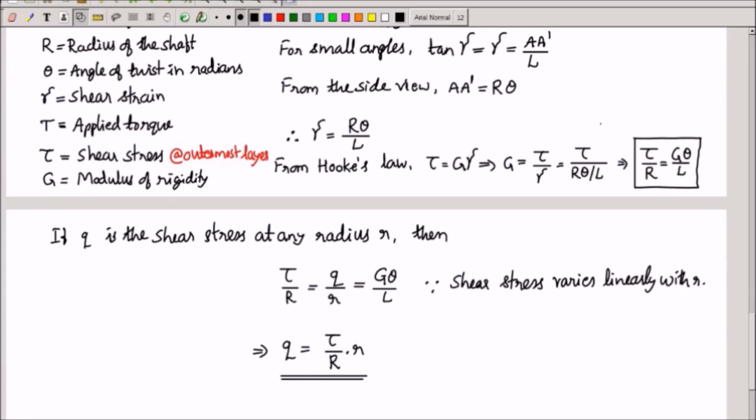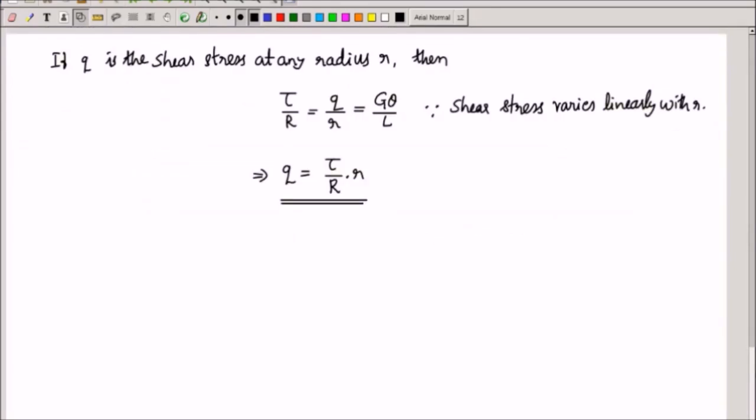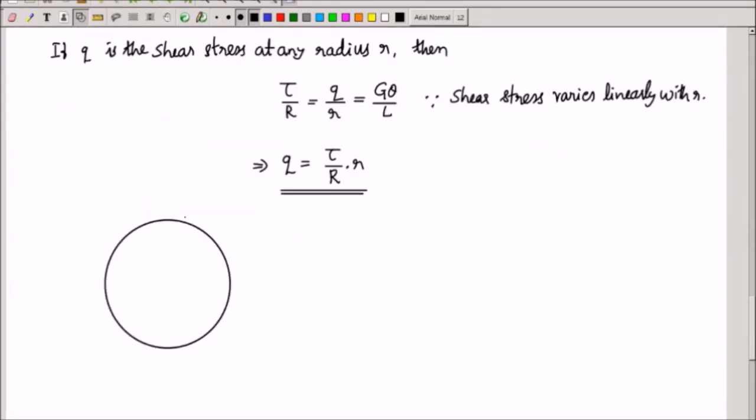We'll do the next part. I'll call this equation as equation 1. Now I'll take the cross section of this shaft. I'll consider the cross section. This is the cross section.